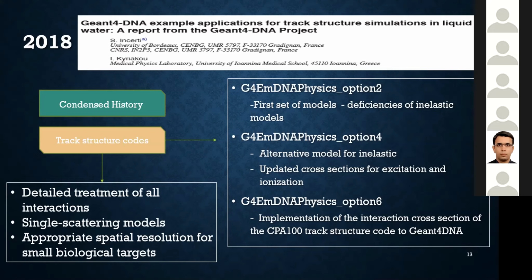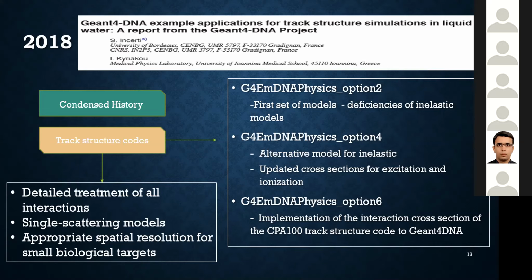Well, condensed history codes group many physical interactions together, so they speed up the simulation. But this gives them a less accurate spatial resolution, and we need a high spatial accuracy because we have very small targets, right? And we are working with high granularity geometries. So for this, we need track structure codes. The track structure codes are a detail.